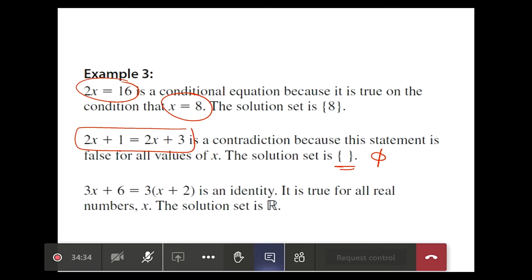Another type, identity, always correct for any value of x. Why? Look at this. 3x plus 6 equal 3x plus 6. This is the same equation. 3x minus 3x equal 6 minus 6. So we have 0 equals 0 always on both sides. So the solution equal what? Equal R.